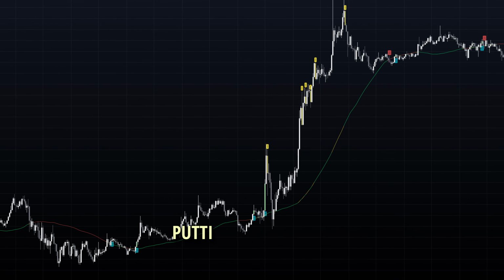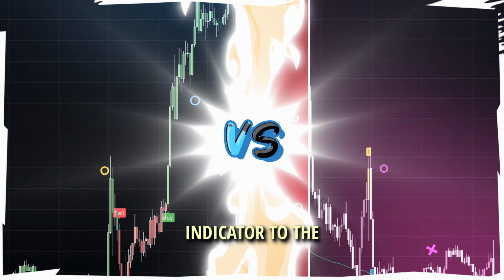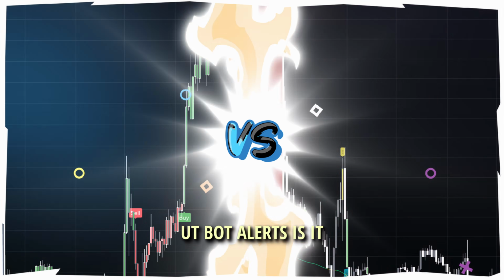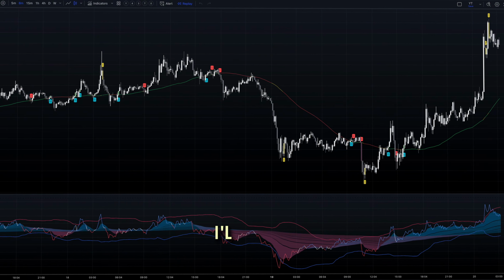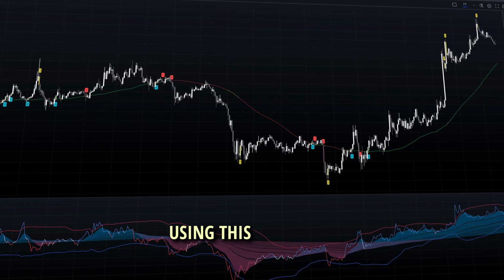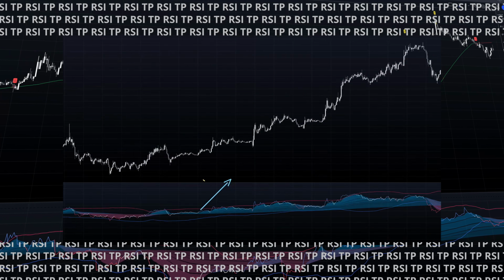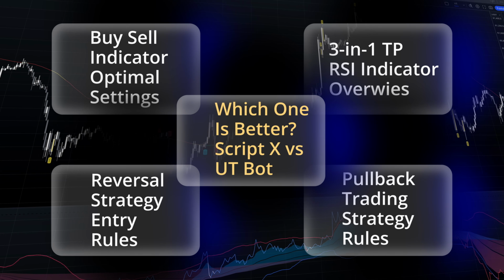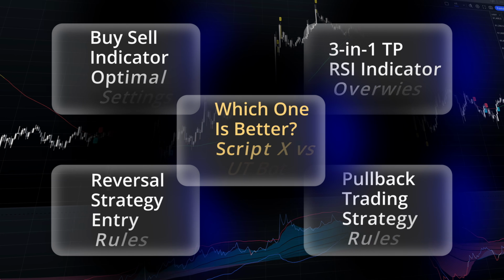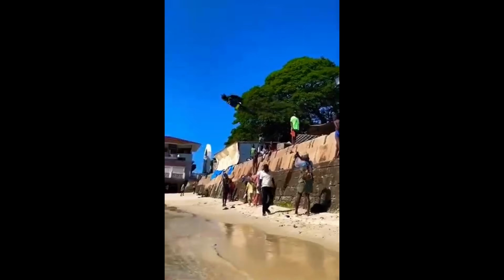In this video, we're putting a powerful buy-sell signal indicator to the test against the popular UT bot alerts. Is it truly better at identifying profitable entries? I'll break down a complete reversal strategy using this indicator alongside our custom 3-in-1 TP RSI tool. You'll get a detailed walkthrough packed with insights to enhance your trading strategy. Let's dive in and see how it performs.